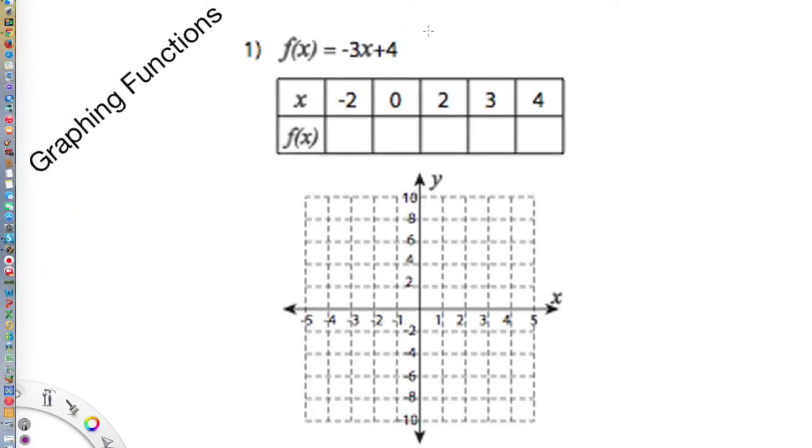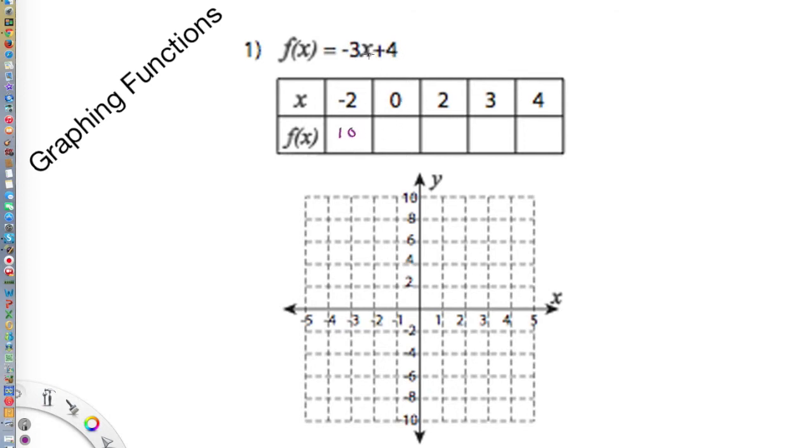Boys and girls, let's flip over the worksheet now and look at the back side of it where we're graphing functions. And number 1, our function is negative 3x plus 4. Here we have our x values, or inputs. These are our domain, and then down here would be our y values, or our outputs, which would be our range. So let's substitute our first value for x, which is negative 2, and negative 3 times negative 2 is a positive 6, and 6 plus 4 is 10.